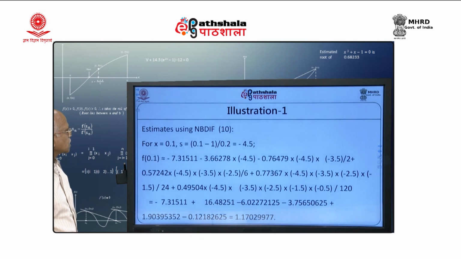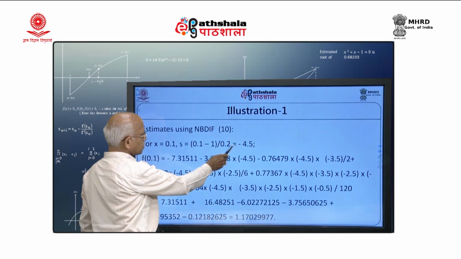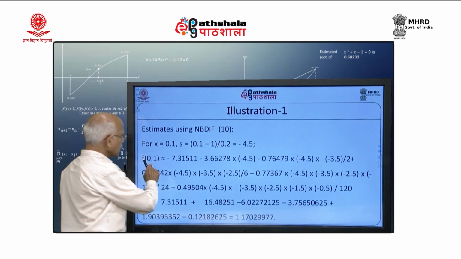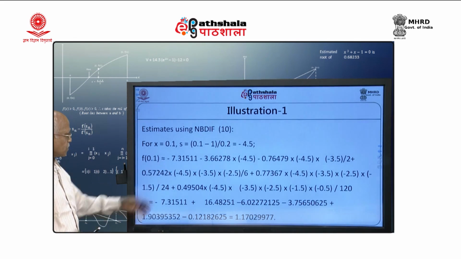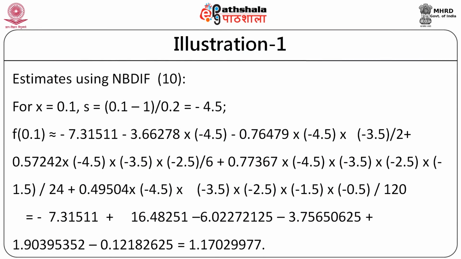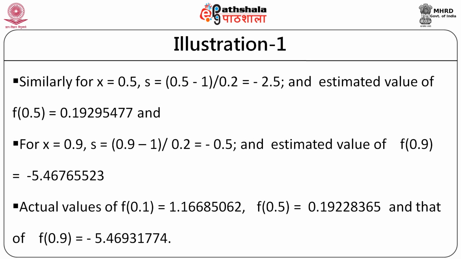So, we are getting this backward difference interpolation formula for this. So, 0.1 minus 1 divided by 0.2 gives minus 4.5, and again you substitute in the backward difference interpolation formula, the concise form of the backward difference interpolation formula. It is already done in this PPT here, and you can get the value as 1.17029977.